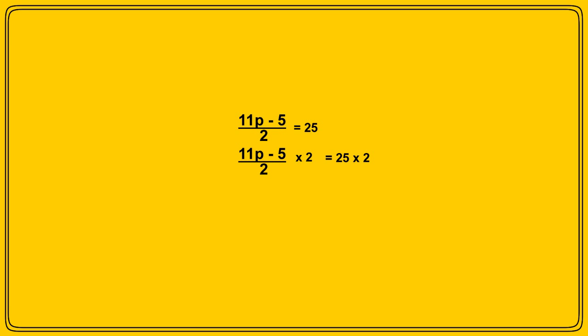So on the left, we have 11p subtract 5 divided by 2, and then we multiply that by 2, and the 2's cancel, giving 11p subtract 5. And on the right, we simply have 25 multiplied by 2 equals 50. So now we have the equation 11p subtract 5 is 50. The second thing to get rid of is the subtract 5, and we do this by adding 5, not forgetting to add 5 to the right hand side too. And this gives us 11p equals 55. Now, simply dividing by 11 gives p equals 5, and that's our answer. What could be simpler?